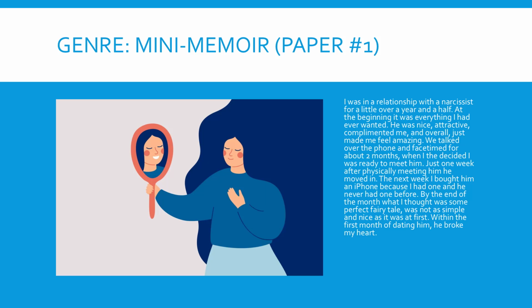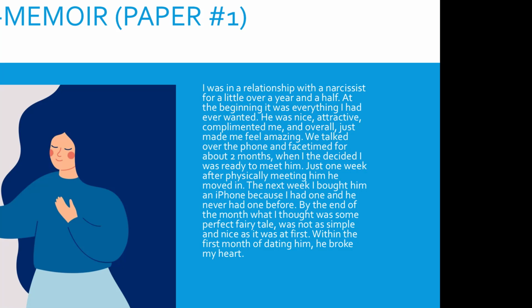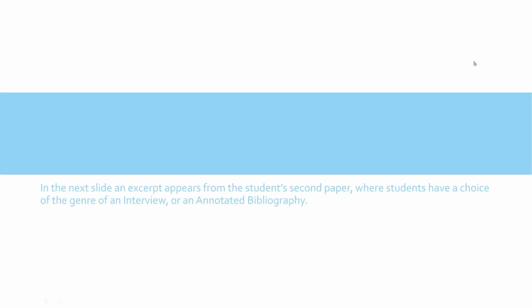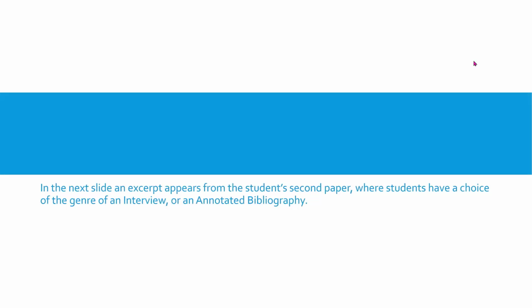So the first paper you'll write in this class is the mini memoir, and so you see a quote here from this student where she talks about how she became interested in the topic. She basically became interested in the topic because she was in a relationship with somebody who turned out to be a narcissist, and so she described things that happened in that relationship, and so that was her mini memoir that she wrote. The next slide is an excerpt from the same student's paper, the second paper.